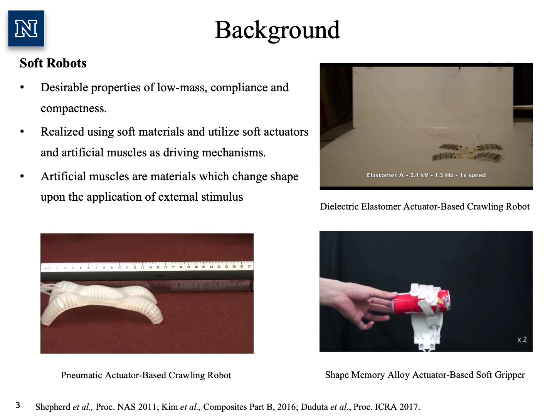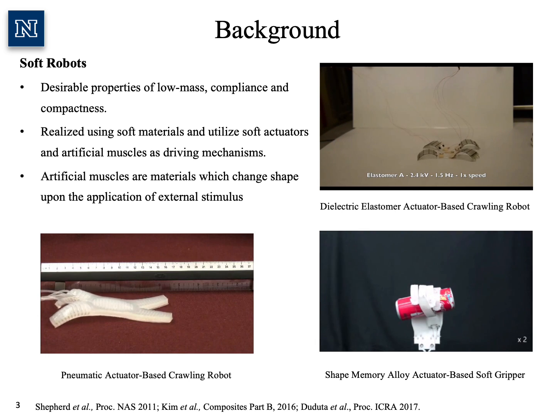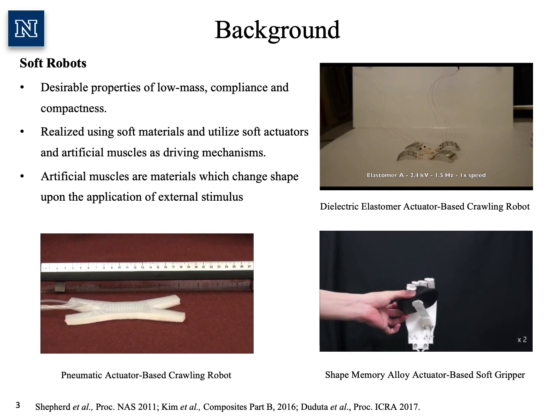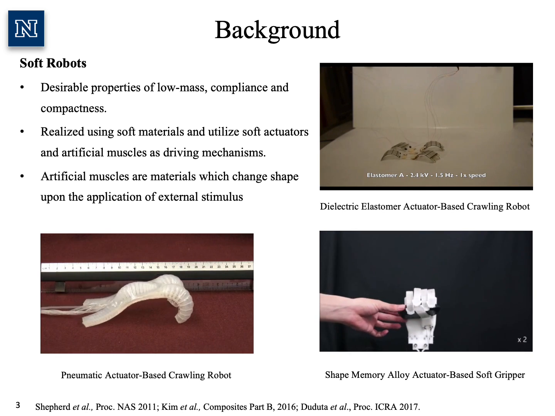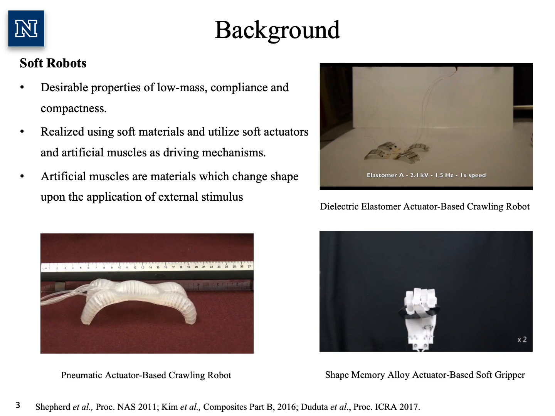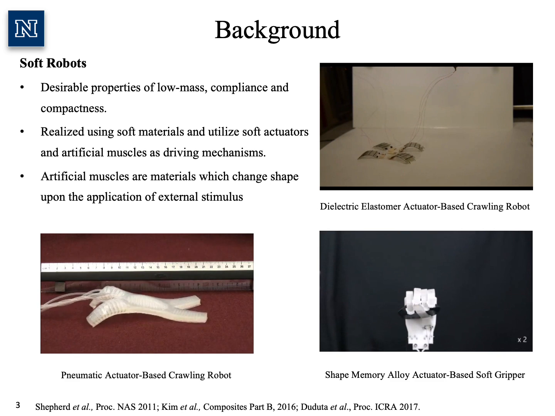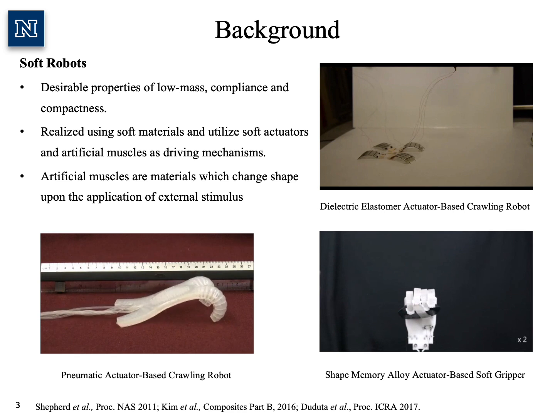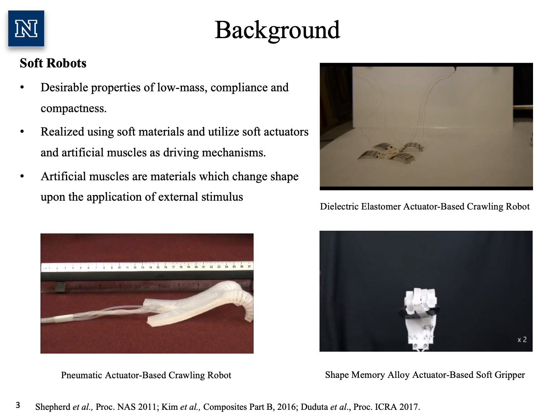Soft robots are one potential solution to make robots more ubiquitous in domestic scenarios and areas which demand close interaction with humans. Soft robots have many desirable properties including low mass, compactness, low cost, and the ability to facilitate a safe environment for humans around them. Some examples of soft robots are presented in this slide. On the top, we present a dielectric elastomer actuator based crawling robot by Dudata et al. On the bottom left, we present a pneumatic actuators based crawling robot by Shefford et al. And on the bottom right, we present a shape memory alloy actuators based biomimetic soft gripper by Kim et al.